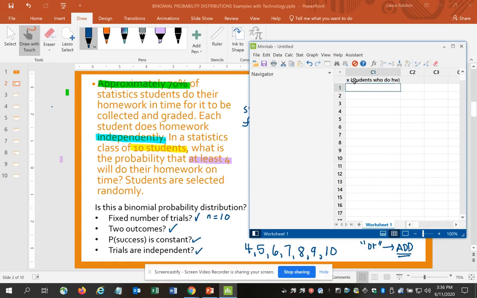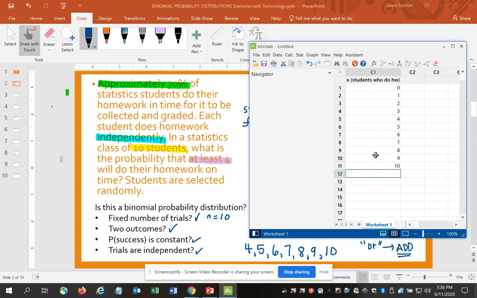Okay, and so we need to think about how many students could we have who actually do their homework in time for it to be collected and graded. We know we could have up to 10 because we have 10 students, but it could be 0 or 1 or 2 or 3 or 4 or 5 or 6 or 7 or 8 or 9 or 10. Okay, you have to include 0 because there is the option that nobody does it, and then of course all the way up to 10.